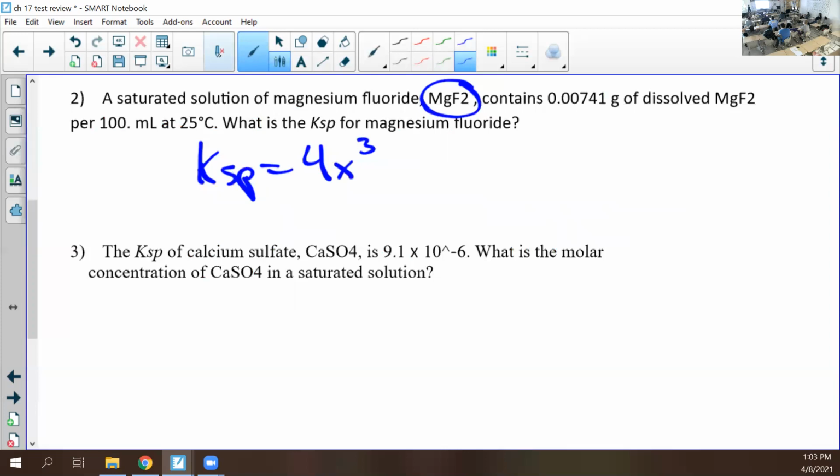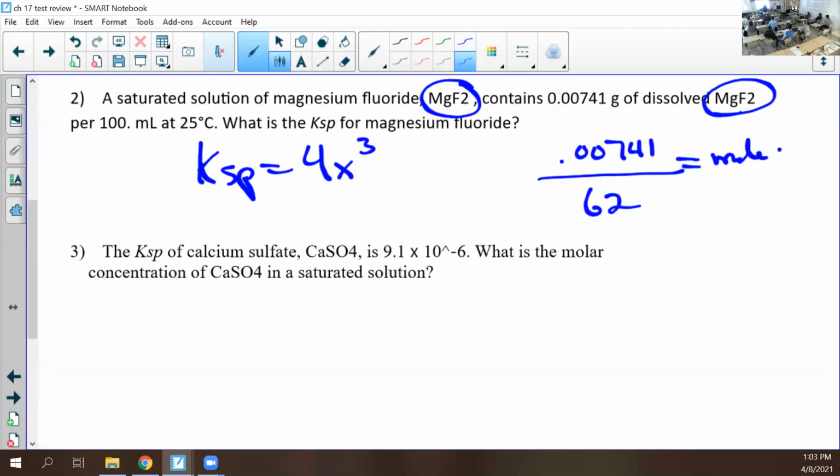All right, the only difference on this one is what? It's in grams, but it's April. You should be able to convert grams to moles. So you'd find magnesium fluoride, 62. 62? Okay. So you take 0.00741 divided by 62, and that would give you your moles.